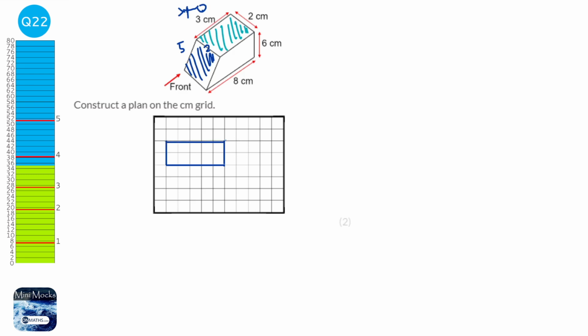Now the other part will be the same 2 centimeters, but it will be 3 centimeters across. So we have 3 centimeters across. Now whenever you have a join or a change in elevation, you need to show that with a line across, and so this will be our completed answer.